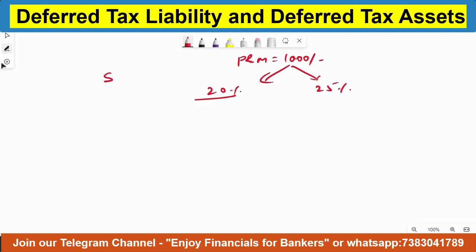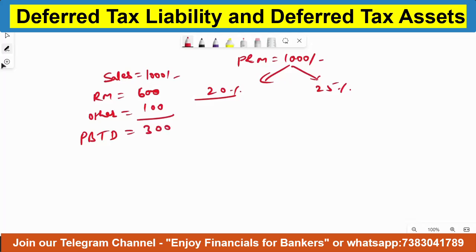Okay. So now the company has, suppose, made sales of 1000 rupees, and the raw material consumption is 600. Now all other manufacturing expenses are, suppose, 100. So now the company has profit before tax and depreciation of 300. Now the depreciation on plant and machinery is 20% as per the Company Act, and this is the depreciation as per the Income Tax Act.